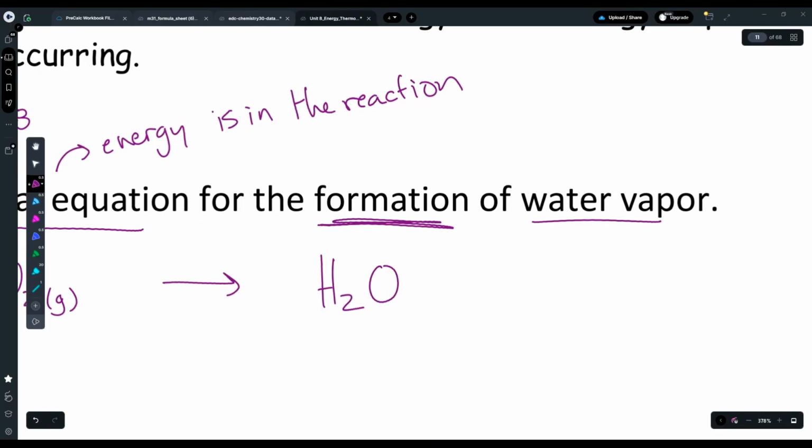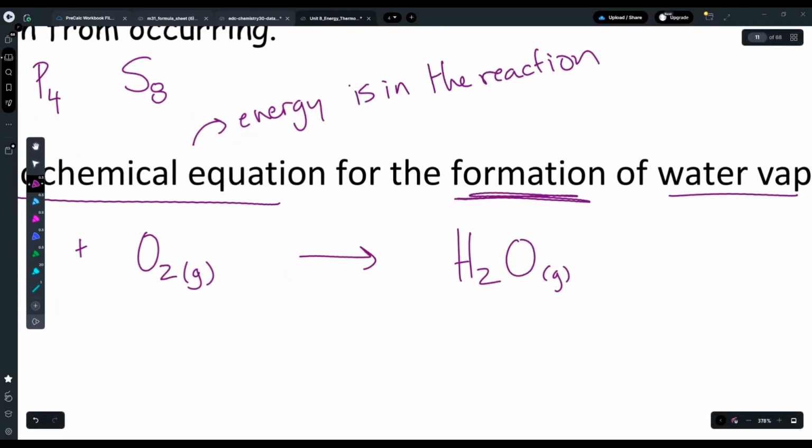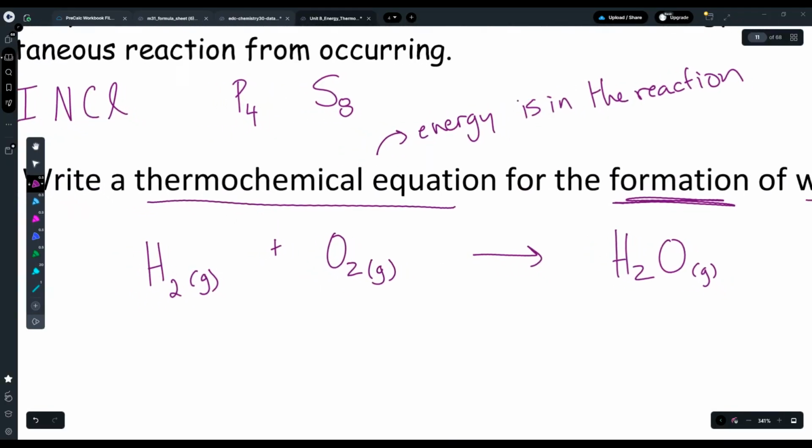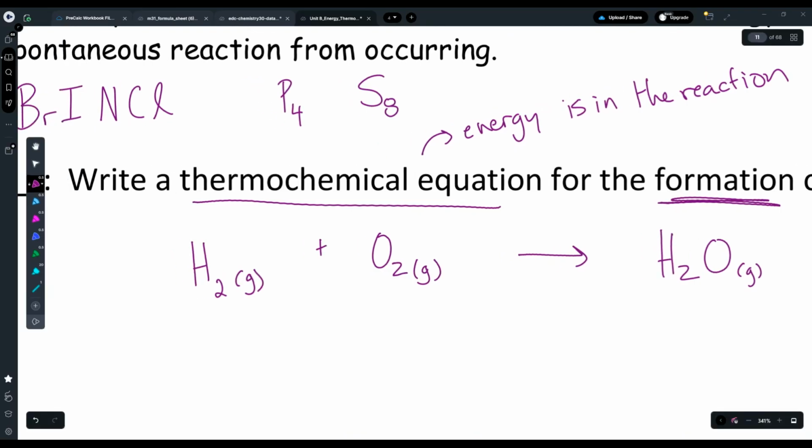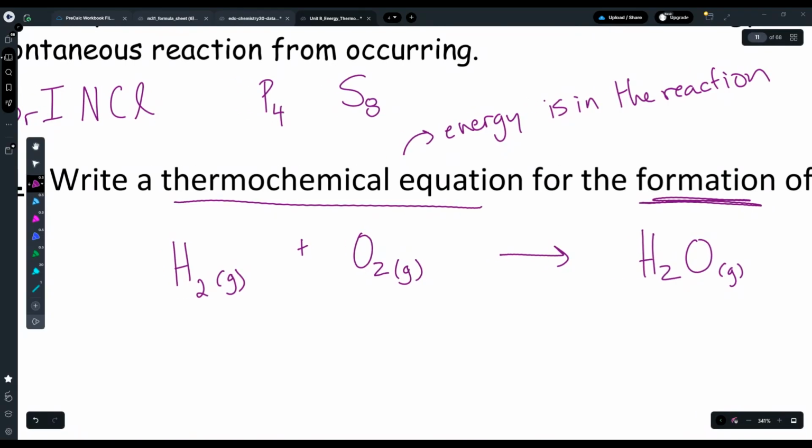And since it's water vapor, I'm going to put water as a gas. So it's very important that you have states for all of your substances in a chemical reaction. Okay, now at this point we have a skeleton equation. Now we need to balance it.